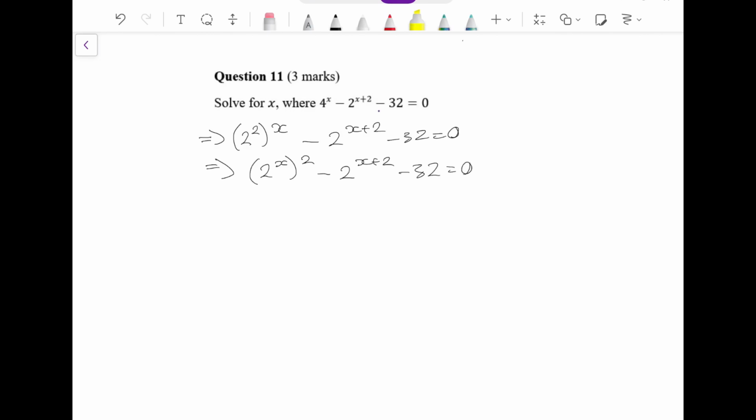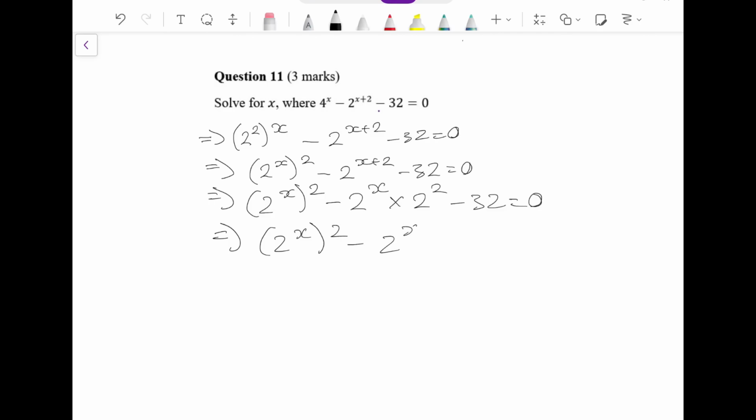Okay, so next we see the 2 to the power of x plus 2 right over here. So we can separate that into being minus 2 to the power of x times 2 to the power of 2, minus 32 is equal to 0. And this then further simplifies to this.